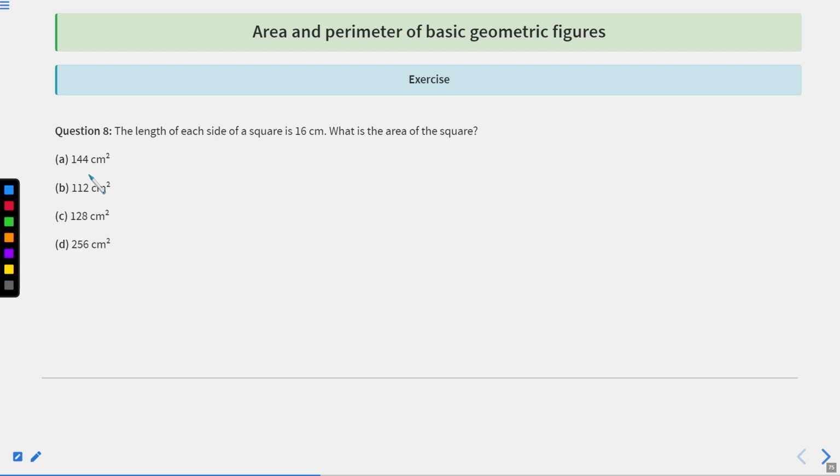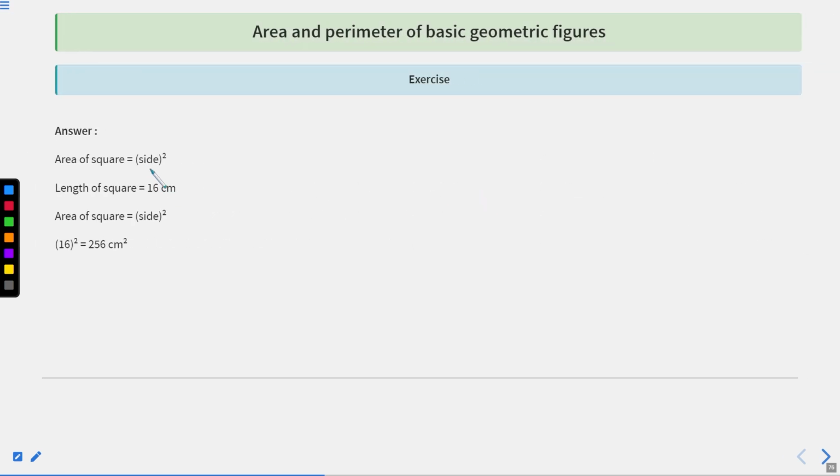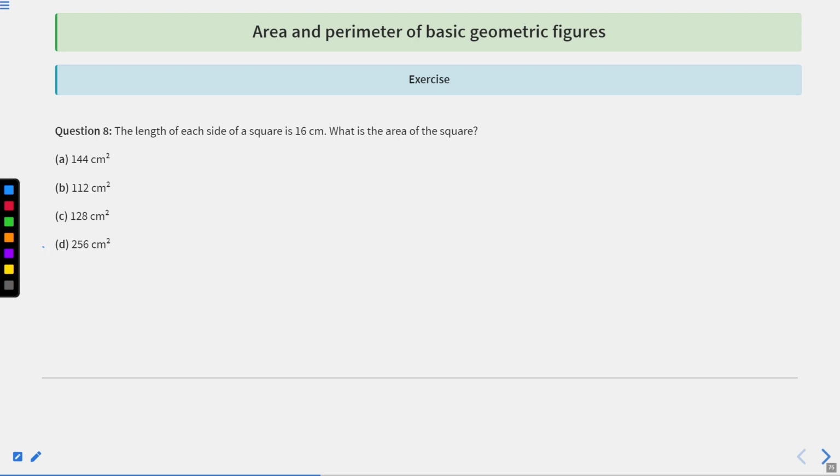Let us move ahead to question number 8. The length of each side of a square is 16 centimeter. What is the area of the square? This is also a very easy question. The formula for the area of a square is side times side, and the side is already given to us, 16 centimeter. We don't have to put extra brains into this question. The area of the square will be side squared, so 16 times 16, that is 256. The correct answer is option D, 256 centimeter square.